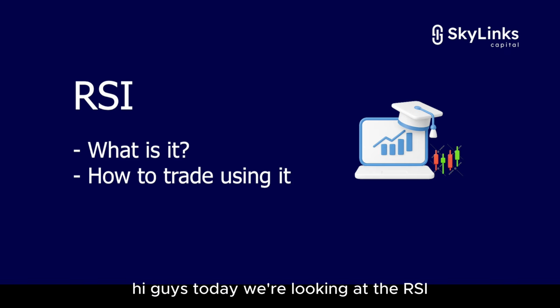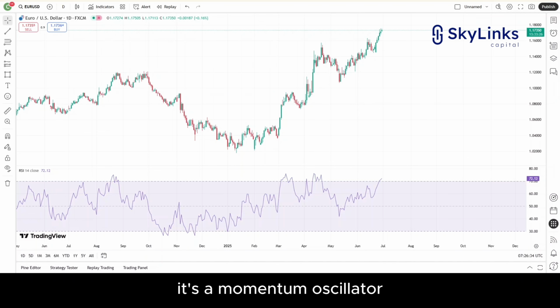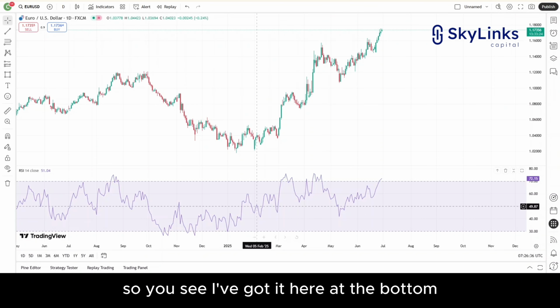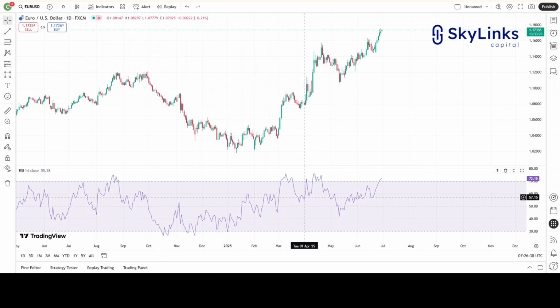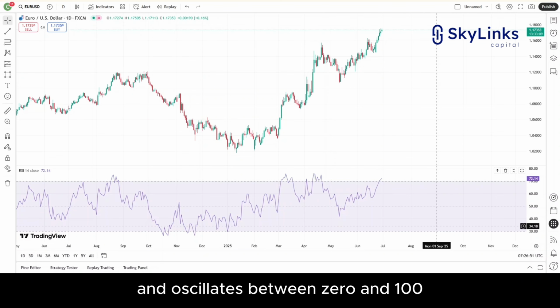Hi guys, today we're looking at the RSI, which stands for the Relative Strength Index. It's a momentum oscillator that you can put on the bottom of your chart. So you see I've got it here at the bottom. It measures the speed and change of price movements and oscillates between 0 and 100.